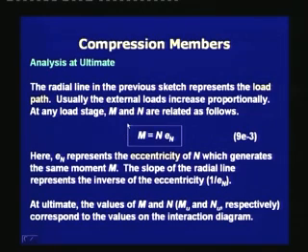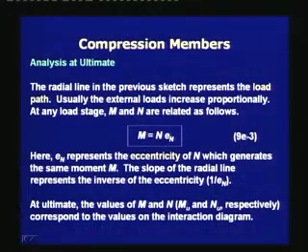The radial line in the previous sketch represents the load path. Usually, the external loads increase proportionally. At any load stage, M and N are related as follows. M is equal to N times en. Here, en represents the eccentricity of N, which generates the same moment M. The slope of the radial line represents the inverse of the eccentricity, which is 1 by en.